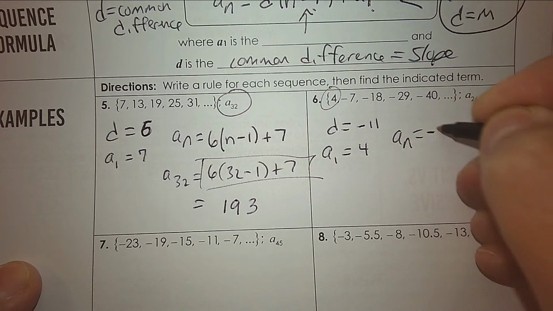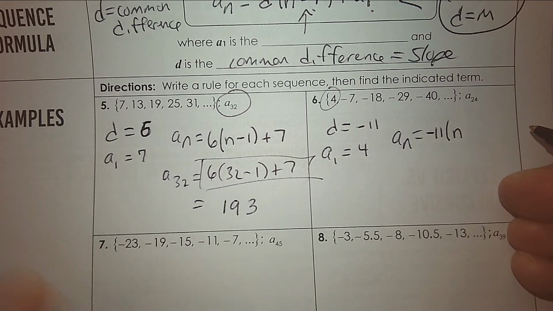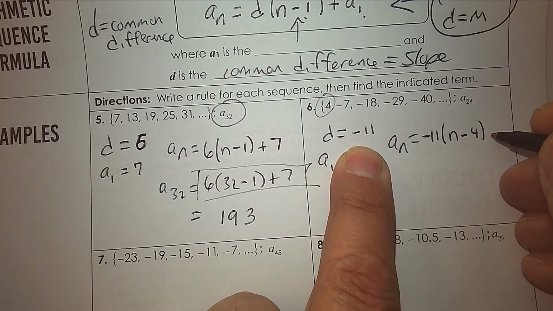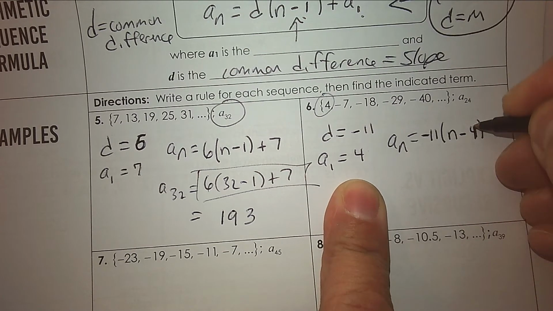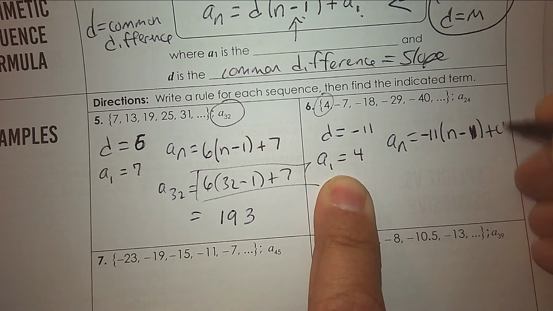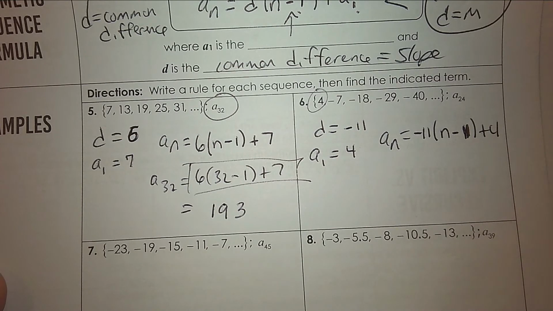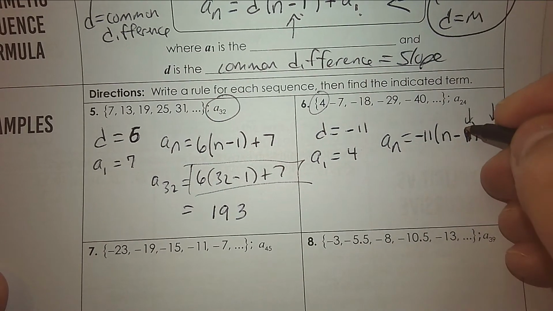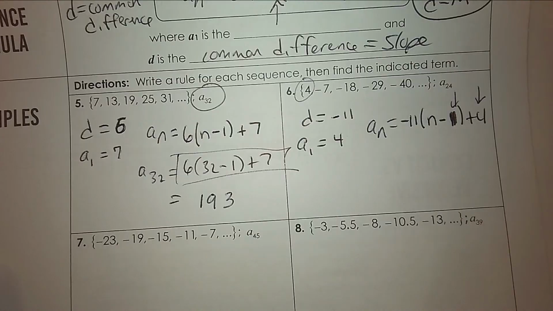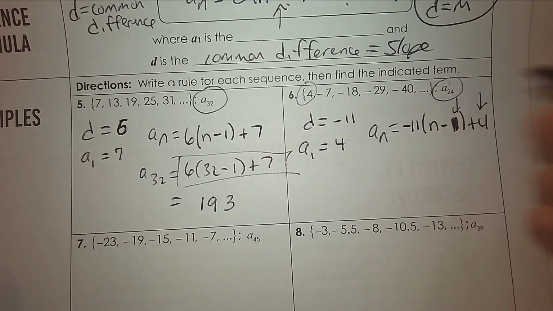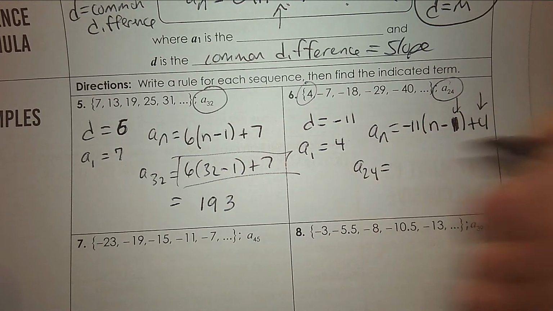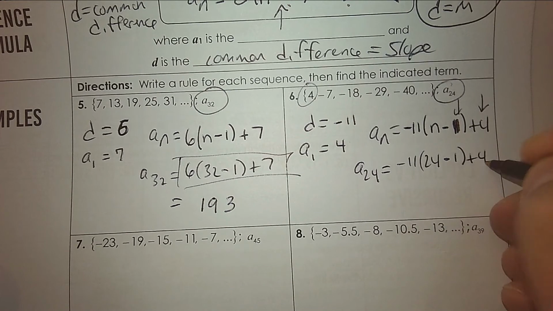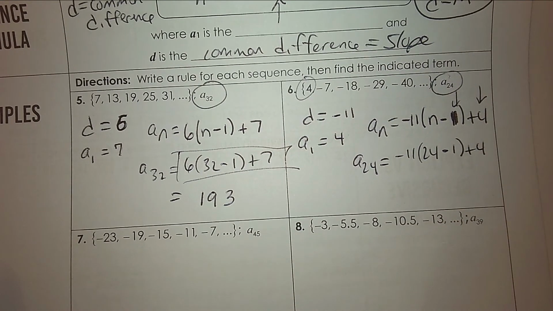Start with the common difference, change the sign, and then keep the sign. Oh, I made a mistake. That's a 1 and 4. So the first term is what answer? 4. There's the rule. Then, if I want to find the 24th term, what number do I plug in for n? And I allow you to use your calculator. Desmos, tell me the 24th term.